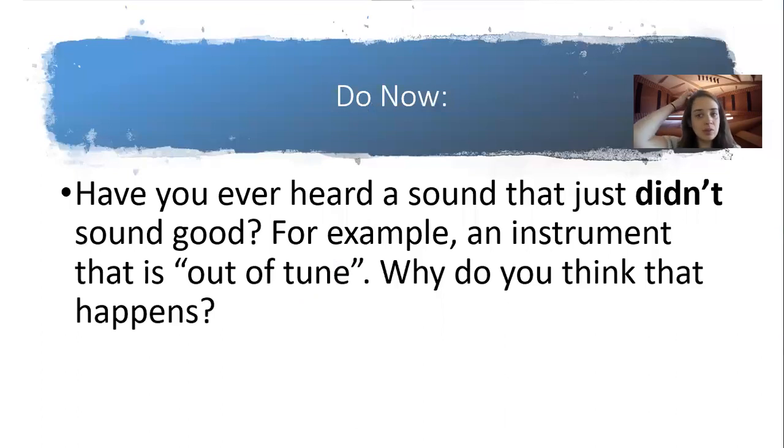Before we dive deep into our lesson, let's start with this do now. Have you ever heard a sound that just doesn't sound good? For example, an instrument that's out of tune? Why do you think that happens? Keep this question in mind while I play this short clip of a man playing the trumpet.